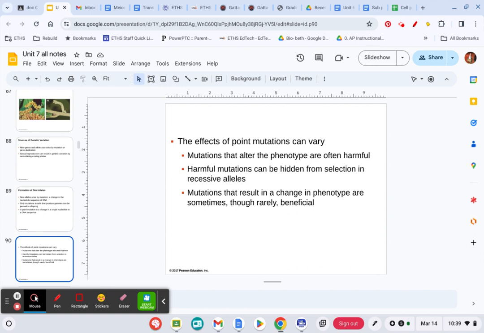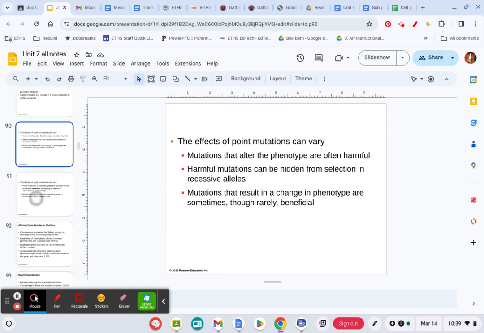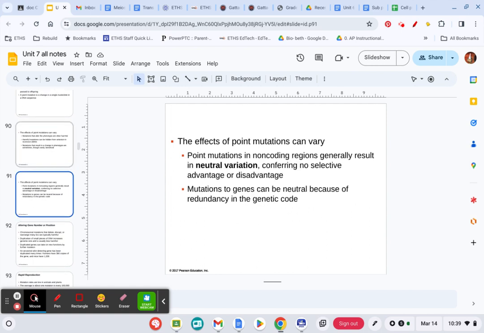In general, though, mutations tend to be neither harmful or helpful. So they have neutral variation. This is where they don't give you any advantage or disadvantage. They just are. Got it. It's a change in the letter, but other than saying it's different, in terms of advantages, there is no advantage, there's no disadvantage.